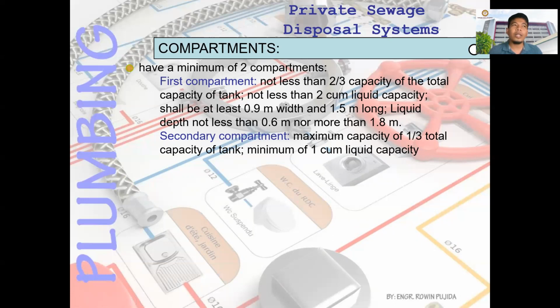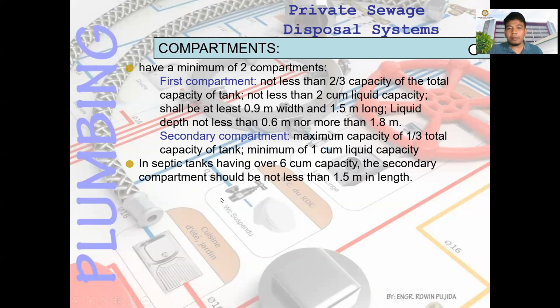So normally when we have our septic tank construction, the dimension is 4.4 for the length, and then the width is 1.5, and then the depth also 1.5. Okay. So for the secondary compartment, a maximum capacity of 1/3 of the total capacity of the tank, and a minimum of 1 cubic meter liquid capacity. So you have a volume of 1 by 1 by 1. No? That is for the second compartment.